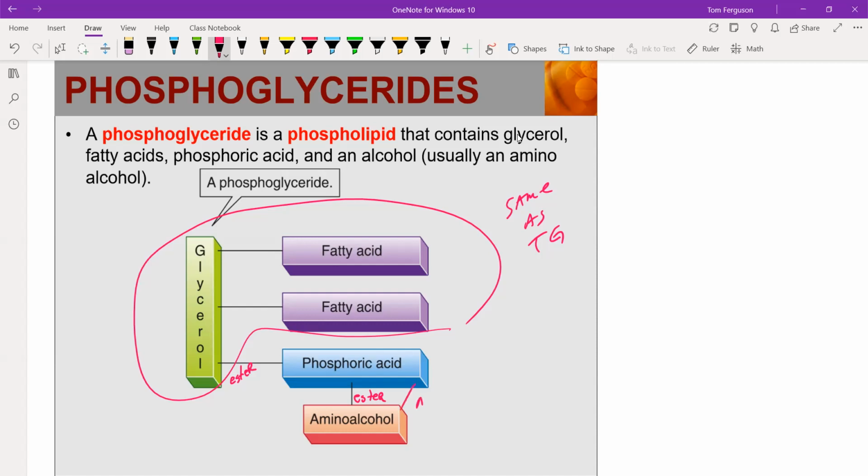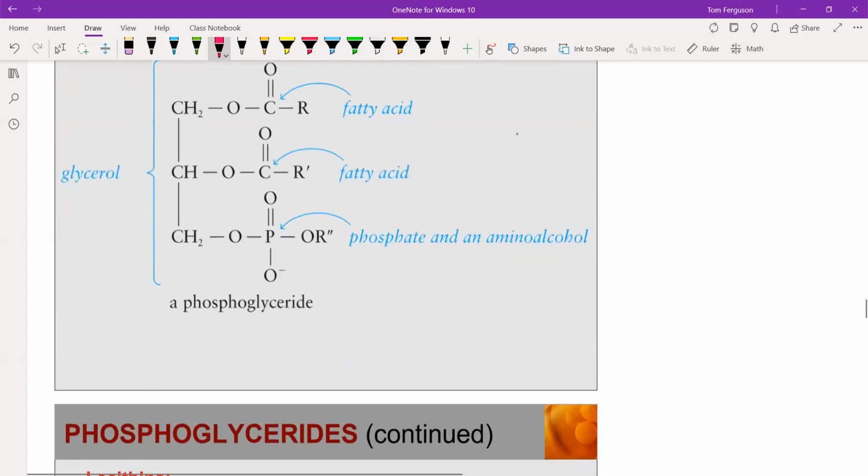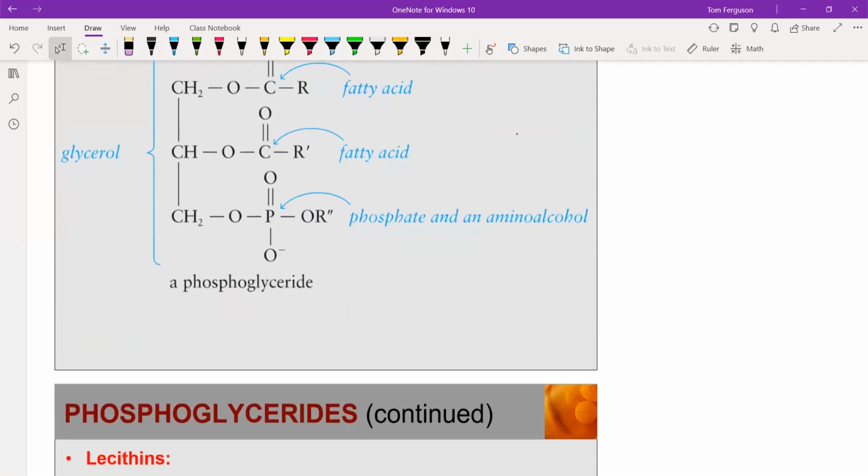Sometimes it's an amide, which we talked about. So amines and alcohols also bond with acids. One forms an ester, the other forms an amide. So this is the ester again. And this is the other ester.